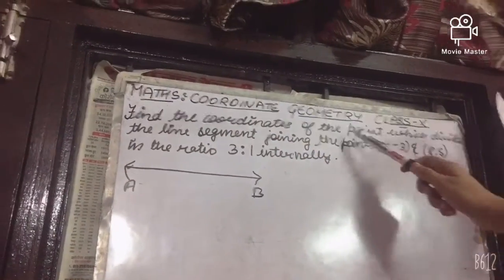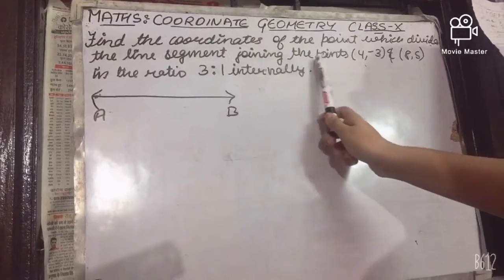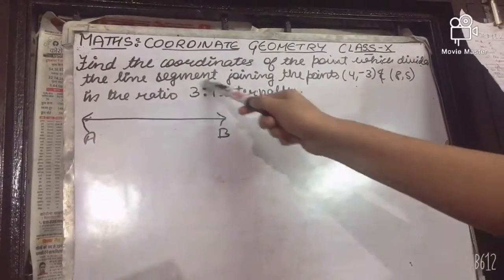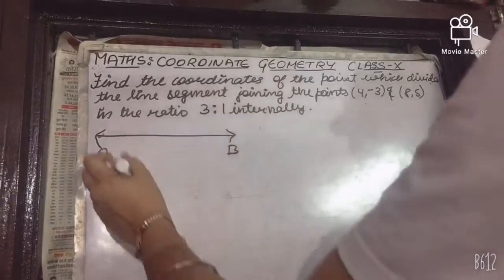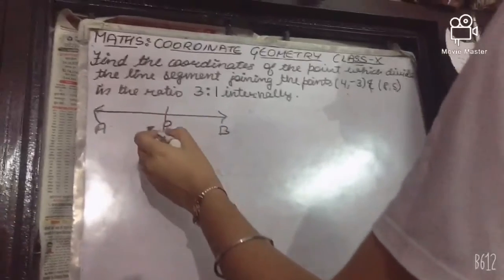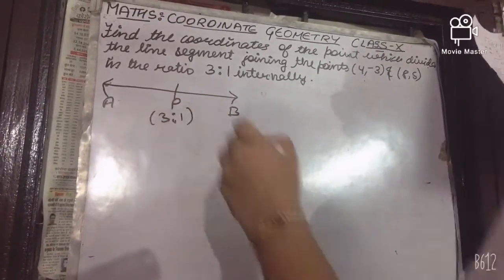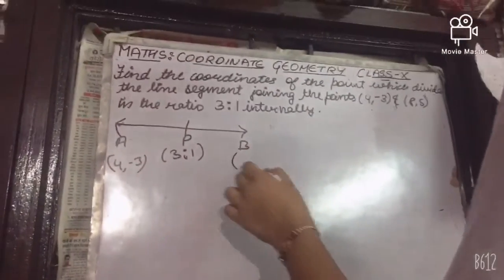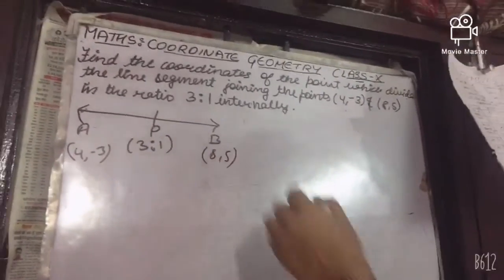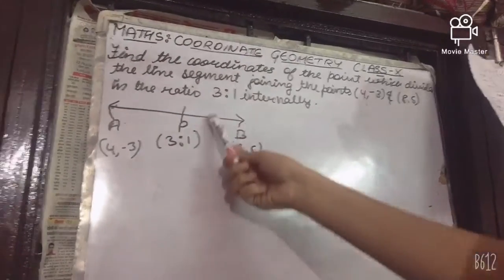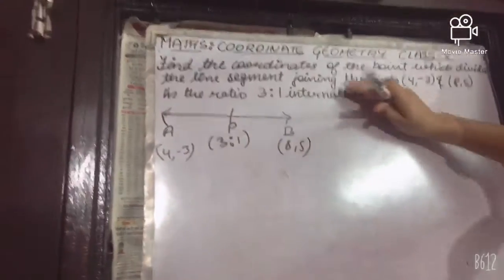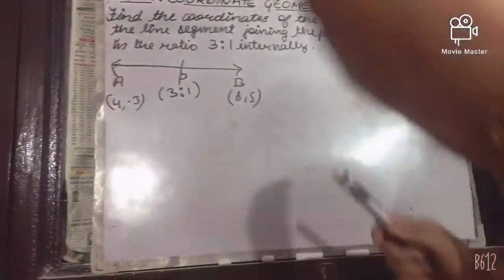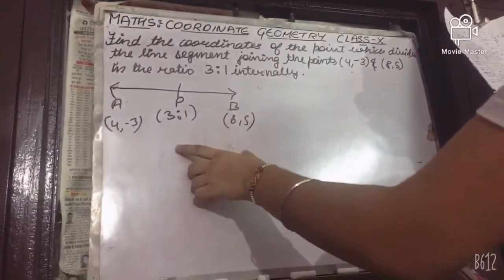Find the coordinates of the point which divides the line segment joining the points this in the ratio this. So here I am taking a line AB and a point P. Here the ratio of point P is given, as I told you earlier that this point is given as a ratio, and you have to find its coordinates. Okay, so this point is given this and 8, 5. Okay, so now we have to find the coordinates of P. From listening to this question, you have understood that we have to apply the section formula in this question.